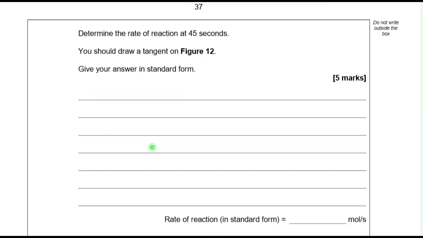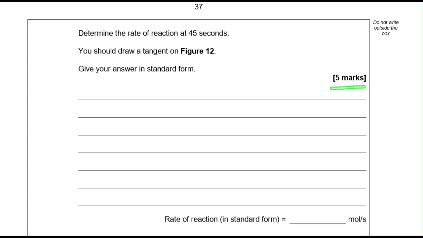The question: determine the rate of reaction at 45 seconds. You should draw a tangent on figure 12. Give your answer in standard form. So let's flip back to figure 12. This is a 5-mark question.